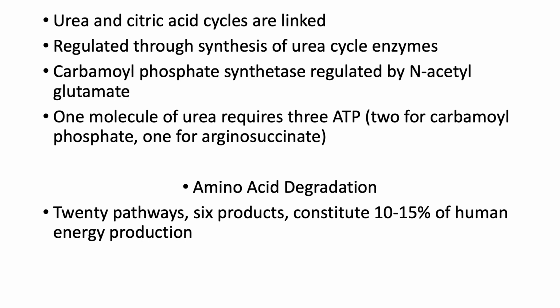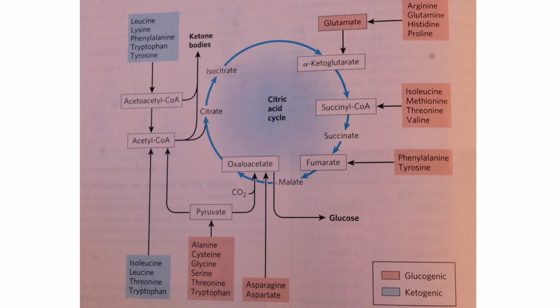Amino acid degradation: there are 20 pathways, 6 products, and about 10 to 15% of human energy production is geared towards that. So here's the citric acid cycle. We've reviewed this: alpha-ketoglutarate, succinyl-CoA, fumarate, oxaloacetate, picking up acetyl-CoA, forms citrate, isocitrate. Acetyl-CoA can go on under certain conditions of duress, starvation, to ketone bodies, along with acetoacetyl-CoA.